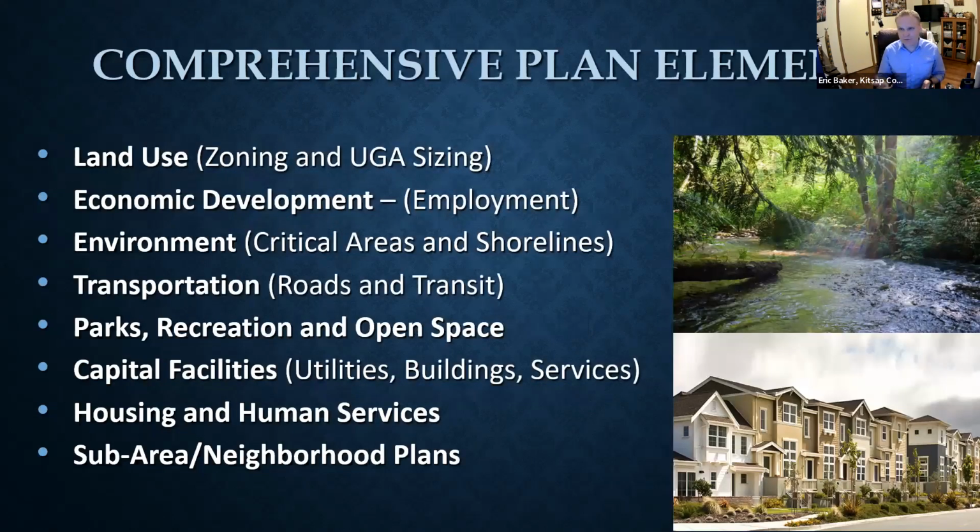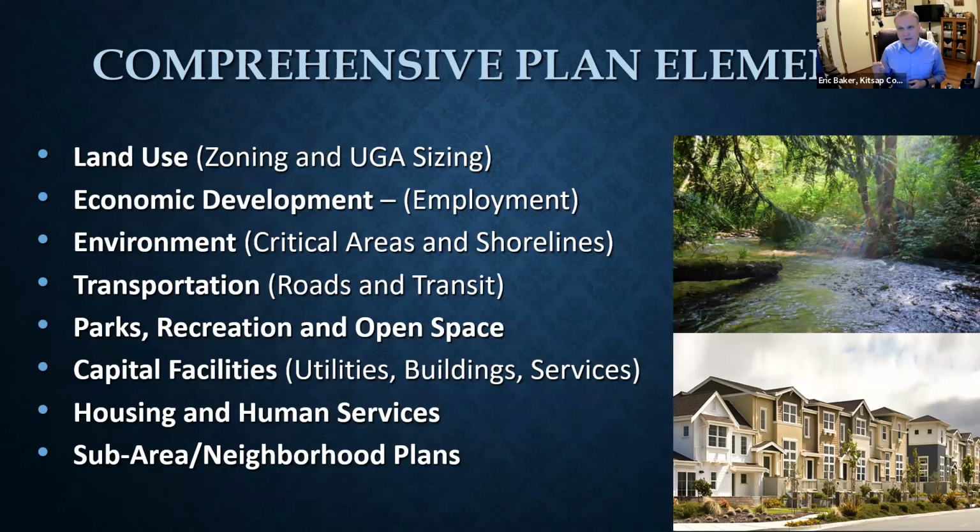So the comprehensive plan covers a whole number of elements. We're really going to be talking a lot about land use today. But again, we need to cover land use, economic development, where people are going to work, how we're going to protect the environment, how people are going to get from one place to the other safely and quickly, how people are going to have opportunities for parks and open space, either in the rural areas or in the urban areas, how there are going to be pipes in the ground that bring you water and take sewage away, as well as how you're going to have schools, fire protection, and all the other things.